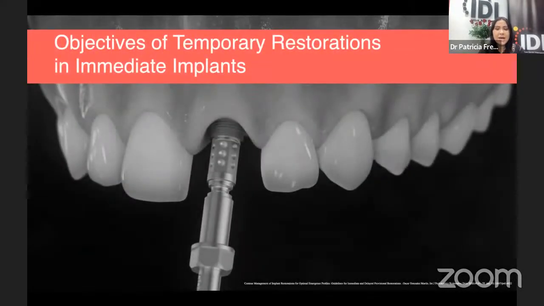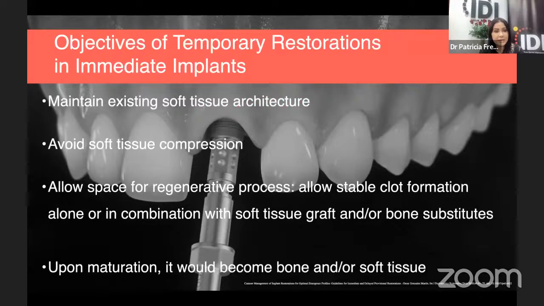So here, which are the objectives of temporary restorations in immediate implants? We want to maintain the existing soft tissue architecture. We have to avoid soft tissue compression. That's why we were talking about making a concave surface where our crown is touching the soft tissues. We want to allow space for the regenerative process. We want to allow stable clot formation, alone or in combination with soft tissue graft and/or bone substitutes. Upon maturation, it will become bone or soft tissue. That's why we have to respect that area, making our provisional concave.